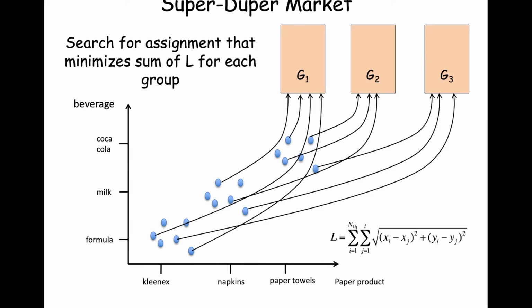Okay. So we have this assignment of points to group, and we start out by randomizing this assignment. And then we take this L score, and we're going to now search for a different assignment to see if we can improve on or make this L score smaller, right? So we're going to search for an assignment that minimizes the sum of L, this expression here, for each group. Can we change the assignment of points to group such that the L score for each group is going to get smaller and smaller and smaller? Does that make sense? I'm so used to saying that.